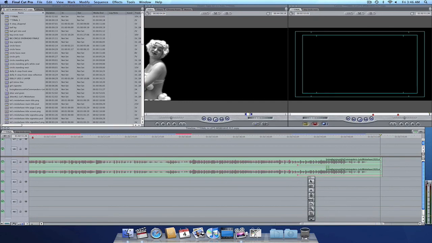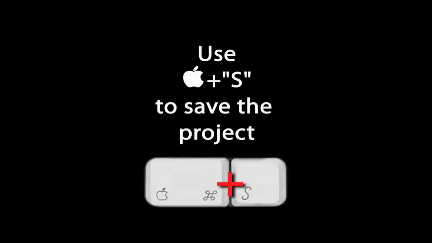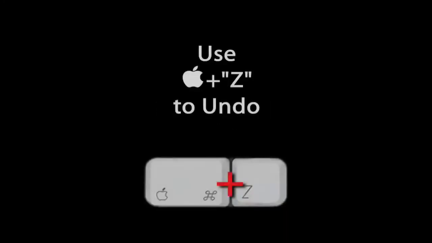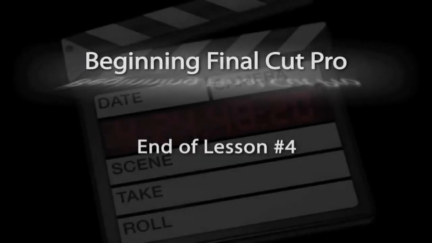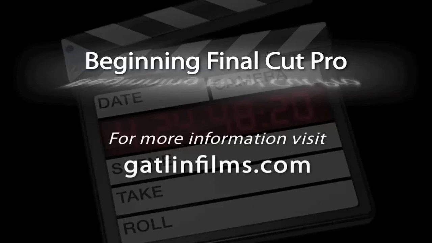Lastly, before we move on to the next lesson, there are two more keyboard shortcuts that everyone should know. Apple S, which saves your project, and Apple Z, which is the undo command. As we move on through more lessons, I'll be introducing you to even more keyboard shortcuts, and the more you use them, the faster your editing work will be.